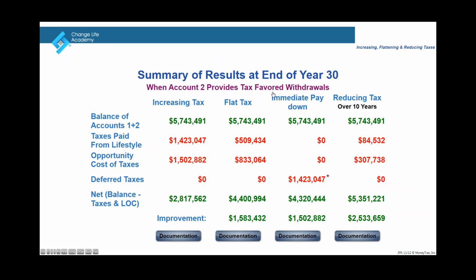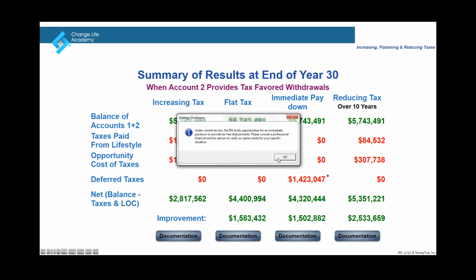Now, with the tax-favored accounts, it's an even bigger impact to be able to move that over. In this particular case, reducing the taxes over a 10-year period of time, for example, is a $2.5 million improvement. So there's a lot to consider when we're looking at a tax-favored account. Just so you know, under the current tax law, the IRS limits opportunities for an immediate pay down to provide that tax-free disbursement. So that's why proper planning ahead of time can be helpful.